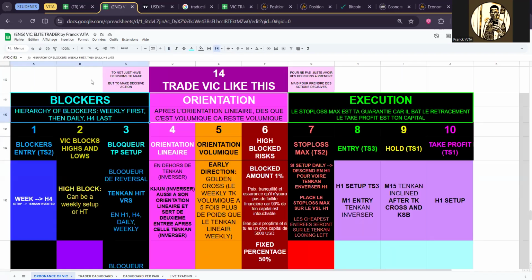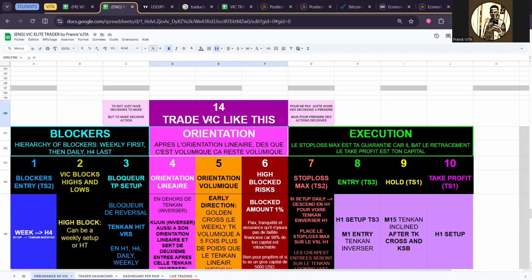First of all, I need to talk to you about the fact that trading the Vegeta Ishimoku like this is to not just have a decision to make, but to also make decisive action. The best decisive action will be made with the blockers.